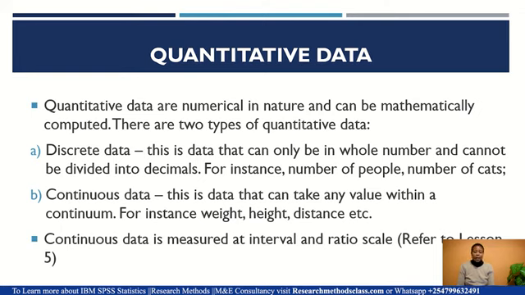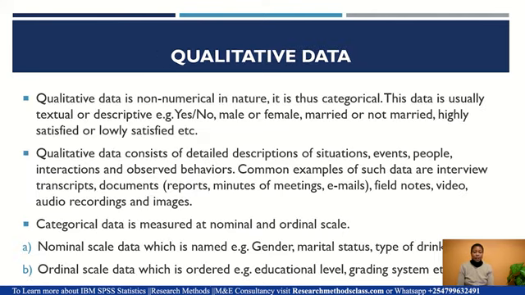But if you are to take your height, your weight, the distance, you can subdivide it into decimals. You can talk about the distance from point X to point Y being 16.576 kilometers. So data that can take any value within a continuum is called continuous quantitative data. This continuous data is measured at interval and ratio scale, which we discussed in lesson 5.